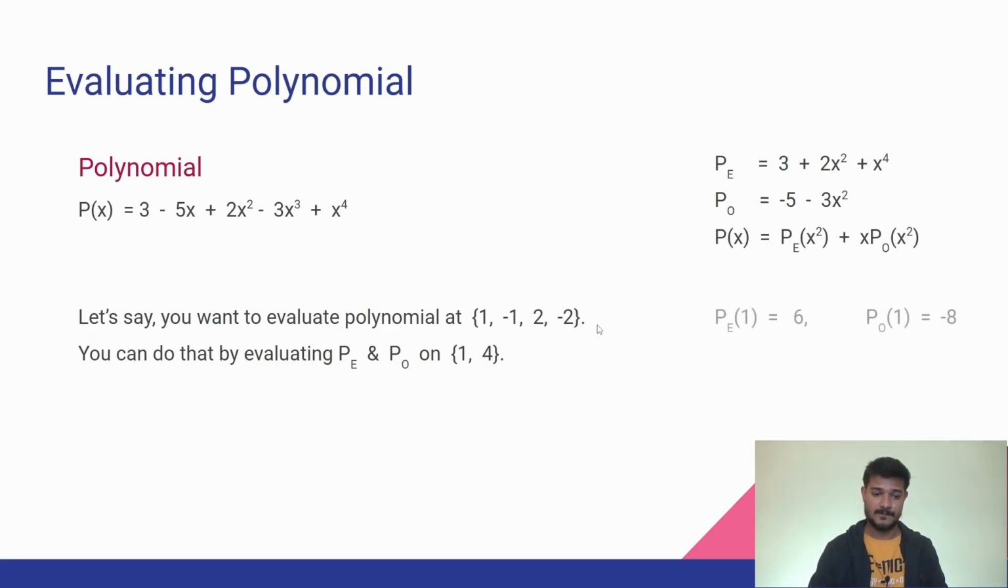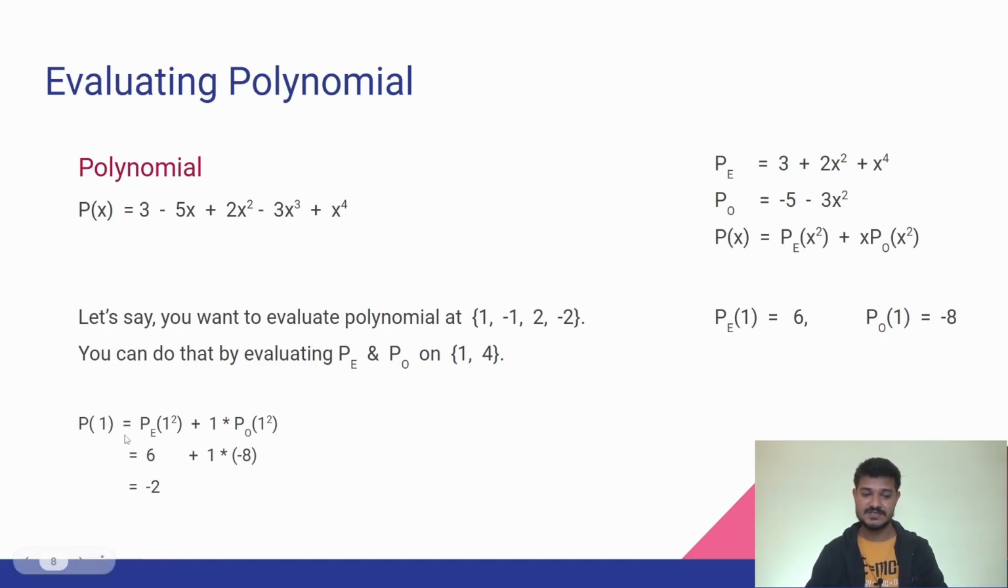So I'm showing you. Let's say PE on 1 is 6, PO on 1 is minus 8. I have evaluated these two, right? If I want to evaluate the original polynomial on 1, by the formula that I have marked previously, P of 1 would be PE of 1 square plus 1 times PO of 1 square, right? That's what I have written here. 1 square is 1, so that means PE of 1, which is 6, and PO of 1, which is minus 8. Replace both of these two and you will get P of 1, which is minus 2. So if you evaluate the original polynomial on 1, you'll get minus 2.